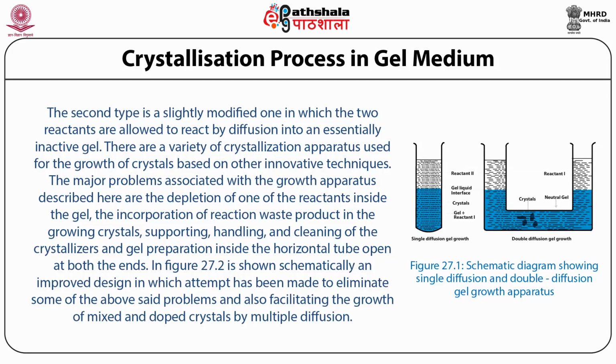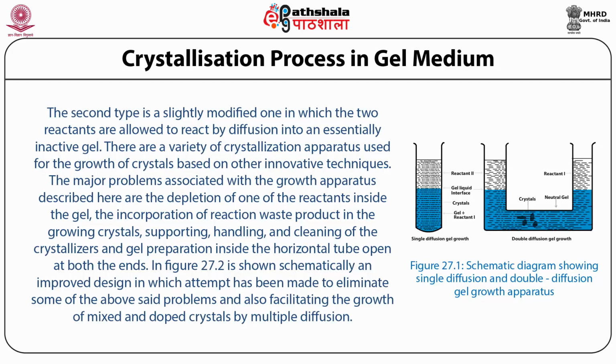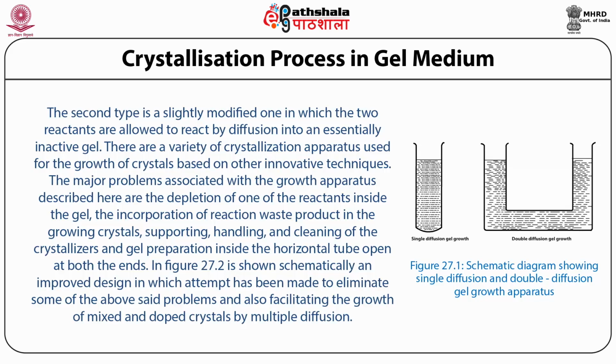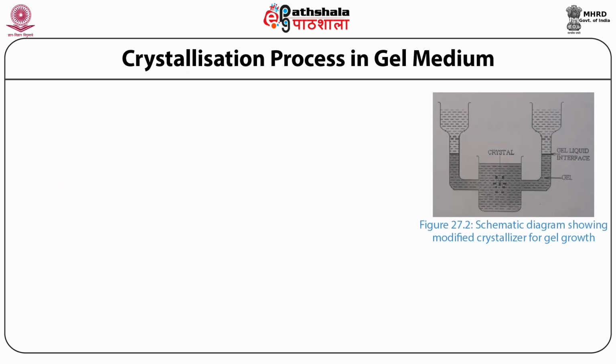In figure 27.2 is shown schematically an improved design in which an attempt has been made to eliminate some of the above said problems and also facilitate the growth of mixed and doped crystals by multiple diffusion. Figure 27.2 is a schematic diagram showing a modified crystallizer for gel growth.